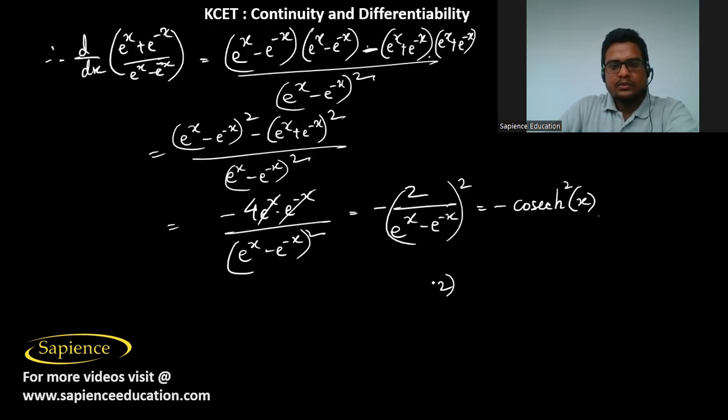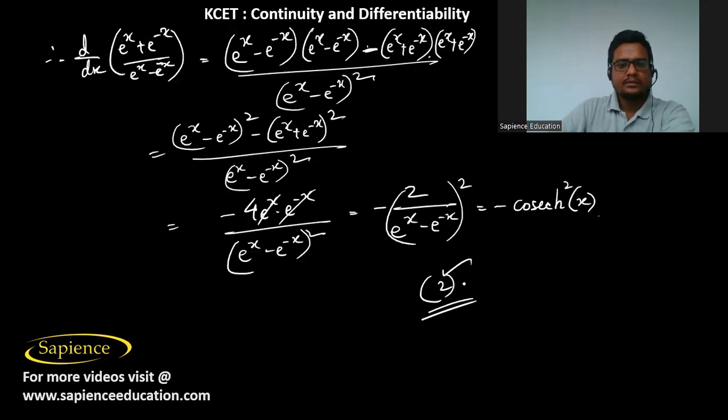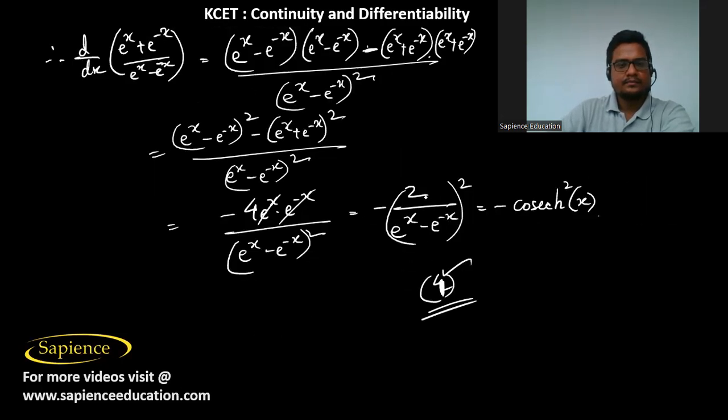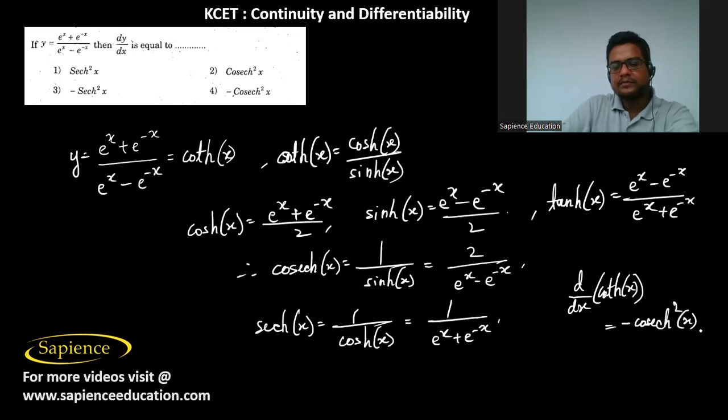So therefore option 2 is the correct answer. No, sorry. Option 4 is the correct answer. The fourth option. So simply it says that d by dx of cot hyperbolic x, which has been given in the question, is nothing but minus cosec hyperbolic square x.